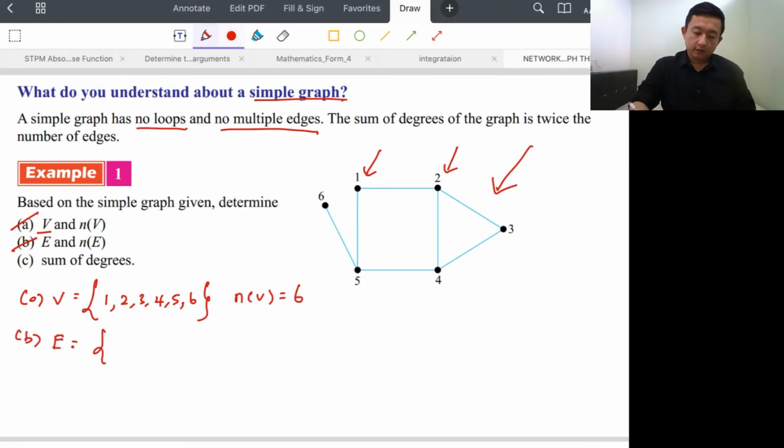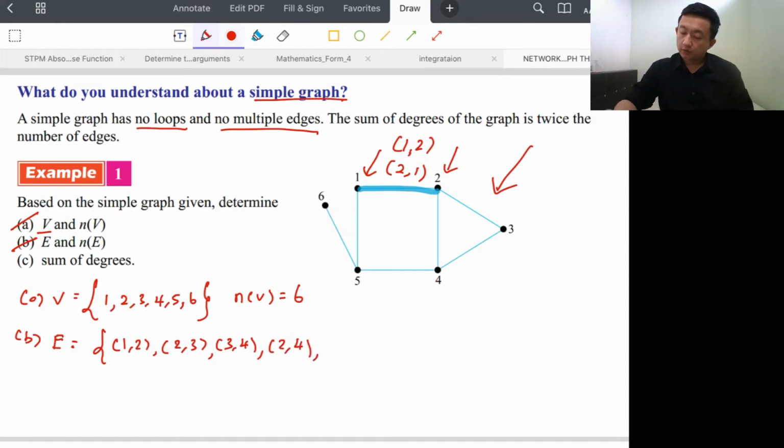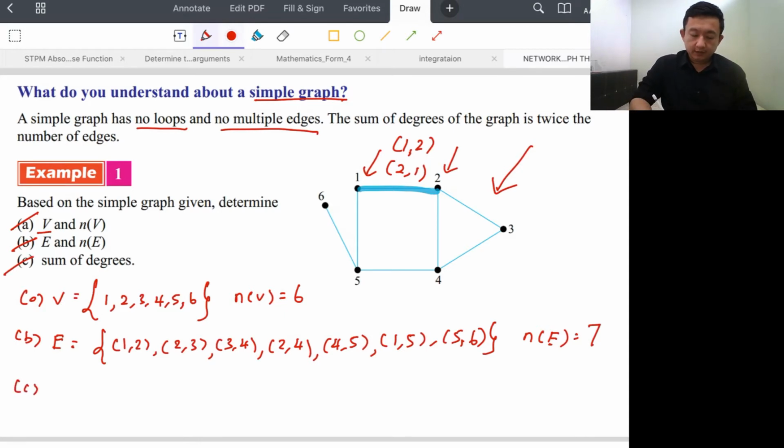E stands for edge. And how do you call this edge? Do you call it as 1, 2 or 2, 1? Either one is up to you. So 1, 2, 2, 3, 3, 4, 2, 4. Okay, count it. How many edges do we have? You have 7 edges, right? 1, 2, 3, 4, 5, 6, 7. And the last one is the sum of degree.